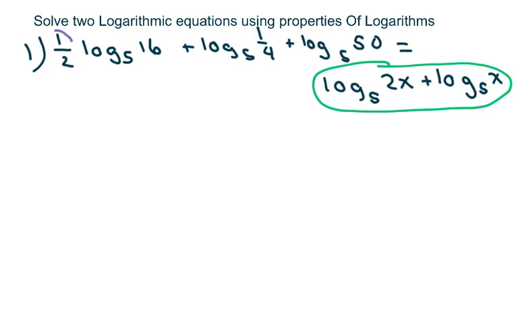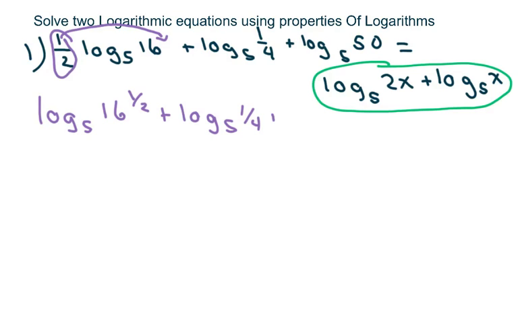I'm going to move my power there, so this will be log base 5 of 16 to the 1/2. And 16 to the 1/2, I'll just put it there. Okay, plus log base 5 of 1/4 plus log base 5 of 50. And I'm going to go ahead and condense this side. So I'm going to write it as a single log base 5 of 2x squared.